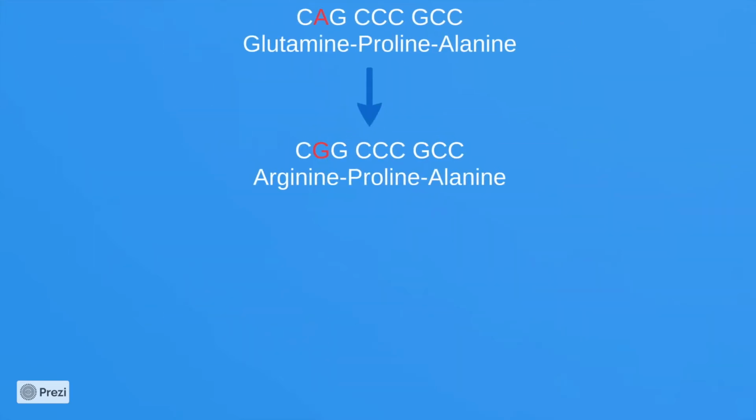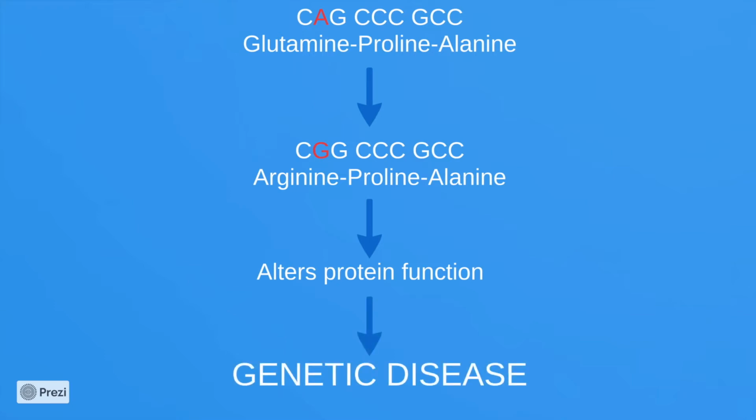Let's go back to our earlier example. If the second A in CAG, CCC, GCC got changed to CGG, CCC, GCC, then the amino acid sequence would change from glutamine, proline, alanine to arginine, proline, alanine. Since protein function depends on its structure and sequence, this could have huge impacts on the protein, resulting in a genetic disease.